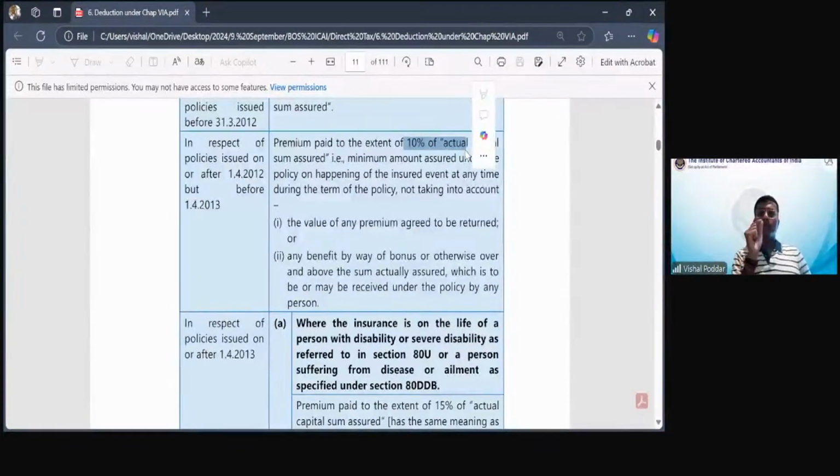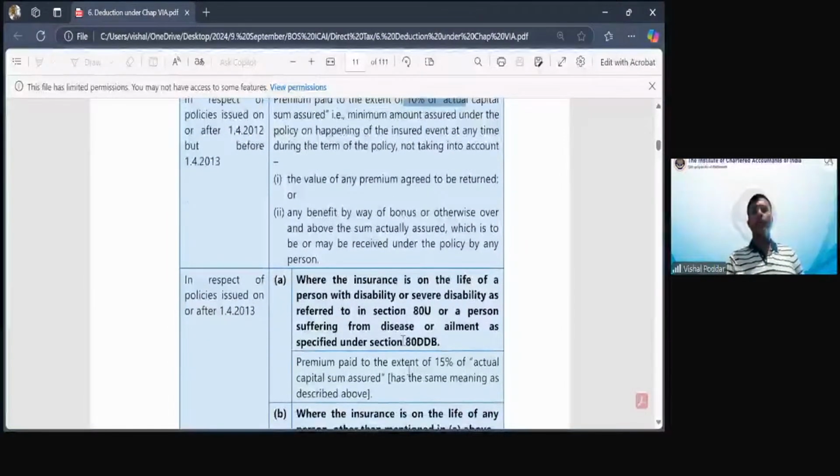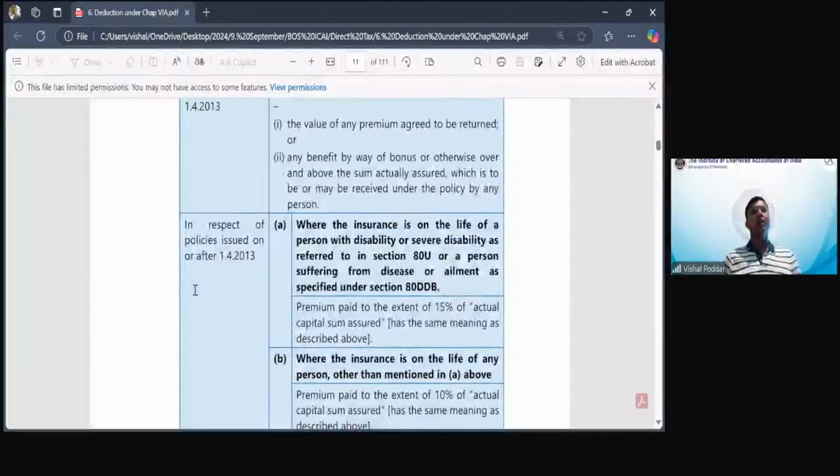Correct? Now here, there is one small special carve out, in relation to persons who are covered in 80DDB or who are covered in 80U. 80U covers a person suffering from disability. 80DDB covers a person suffering from specified diseases. We are going to study these sections today. So if you are making payment for them, between 2012 to 13, that is for this one financial year, the limit is 10%. However, if you are making payment for them and the policy is taken after 1st April 2013, then the limit is increased to 15%. But this 15% is not applicable in normal cases. It is applicable only when the person is falling either in 80U or 80DDB.